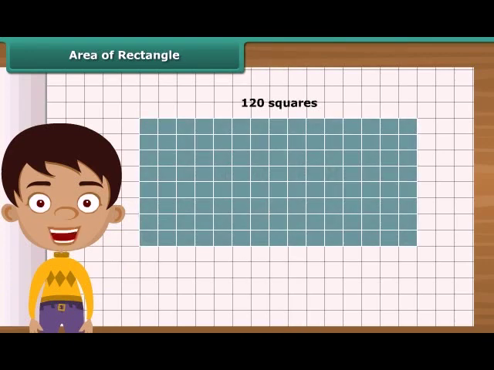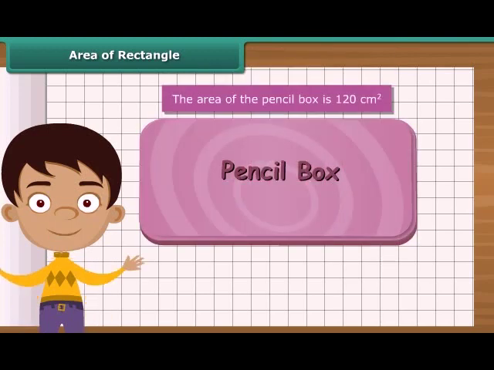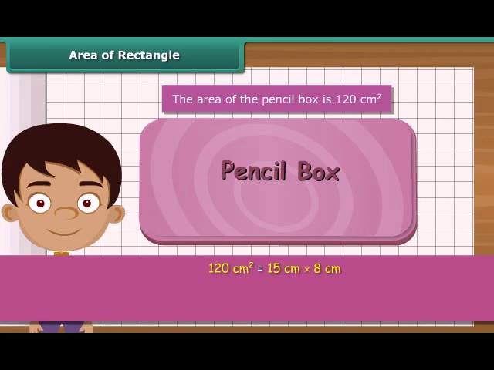Altogether, 120 squares have been arranged on the squared paper. It means the area of the pencil box is 120 centimeters square, which is 15 centimeters multiplied by 8 centimeters. So, we can generalize that the area of any rectangle is obtained by multiplying its length and breadth.